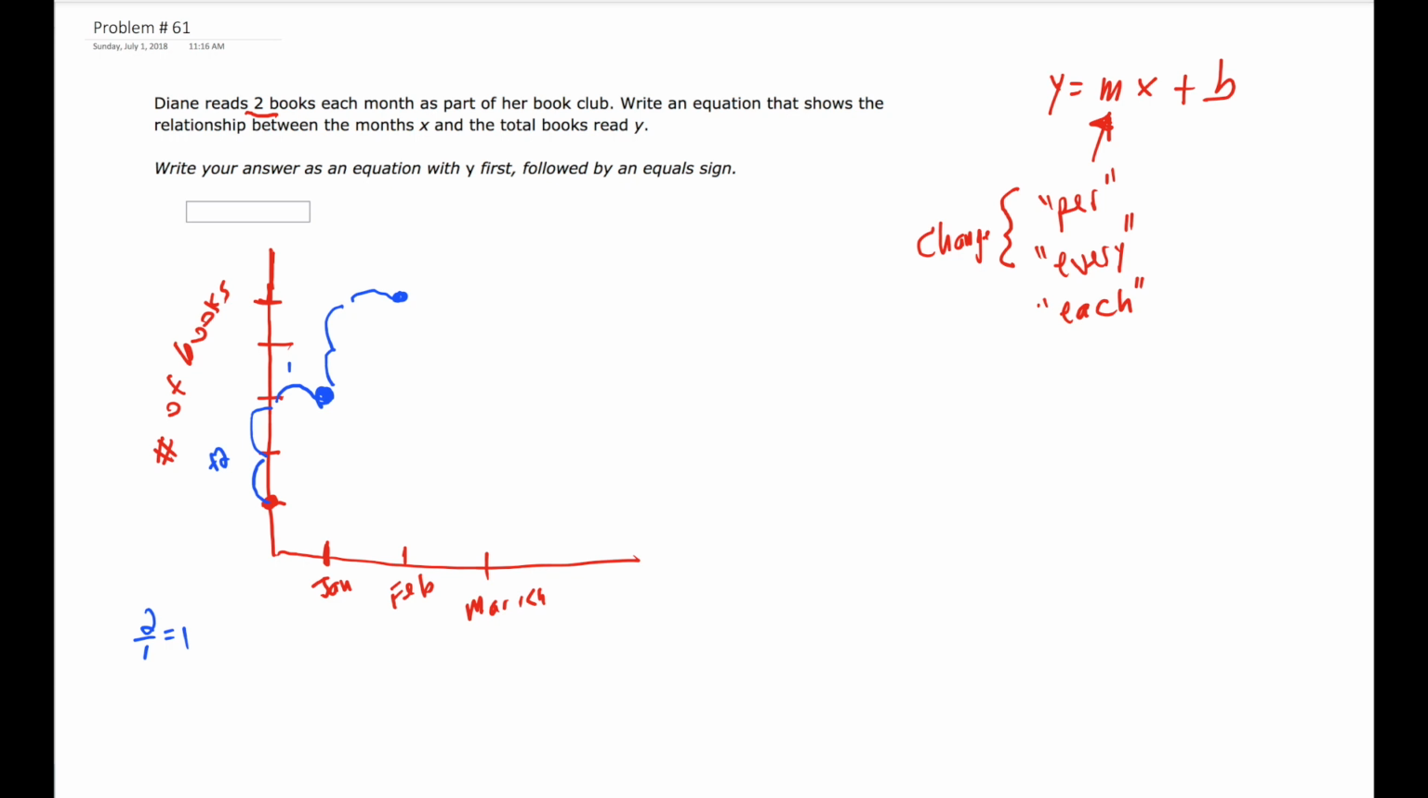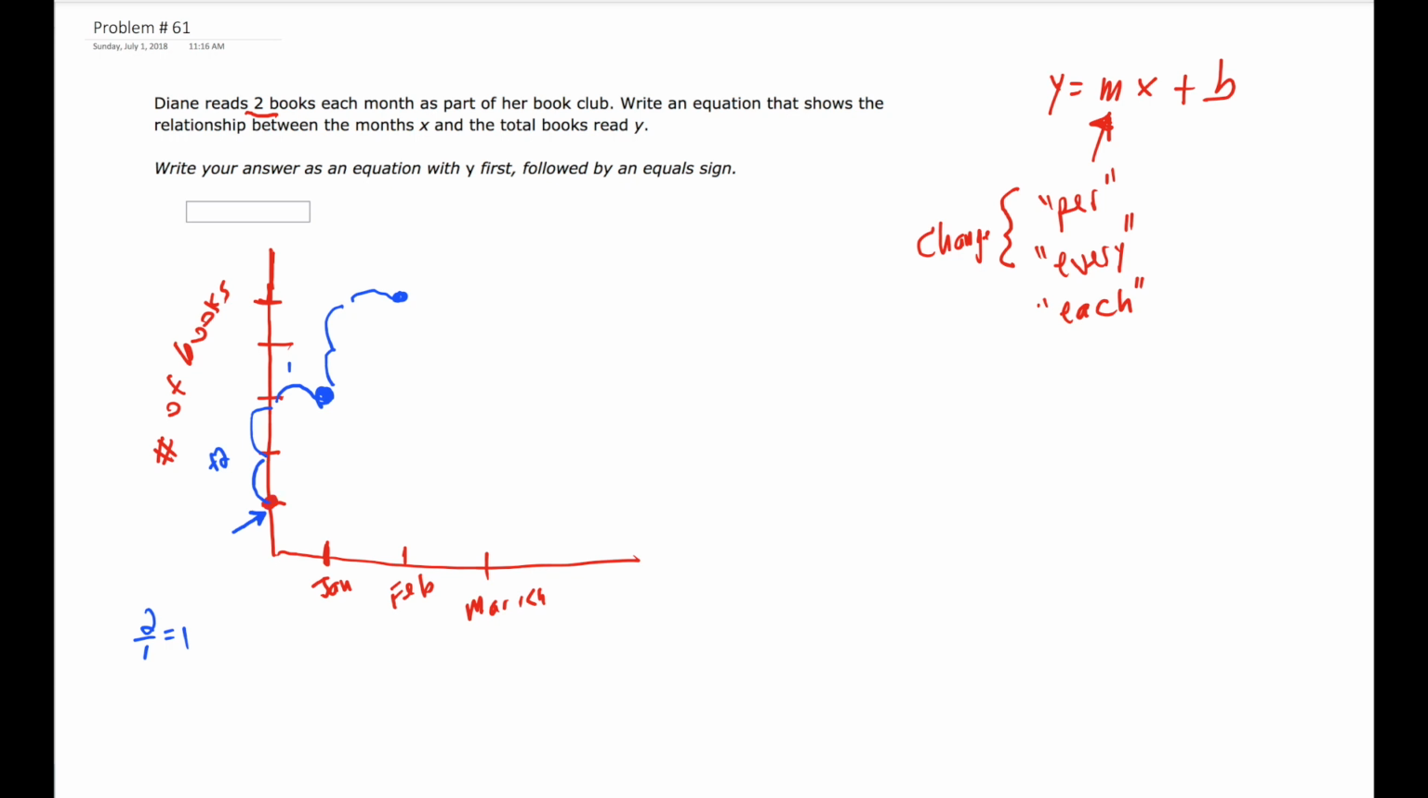Each month. Okay, and if they had told you, and I think they will on harder problems, that she started with 5 books, well then the 5 would be your slope intercept. So in this made up problem that I'm doing right here, if she started with 1 book, then you would start from here. If she started with 2 books, then you just start from here. So this equation does not give a starting point.